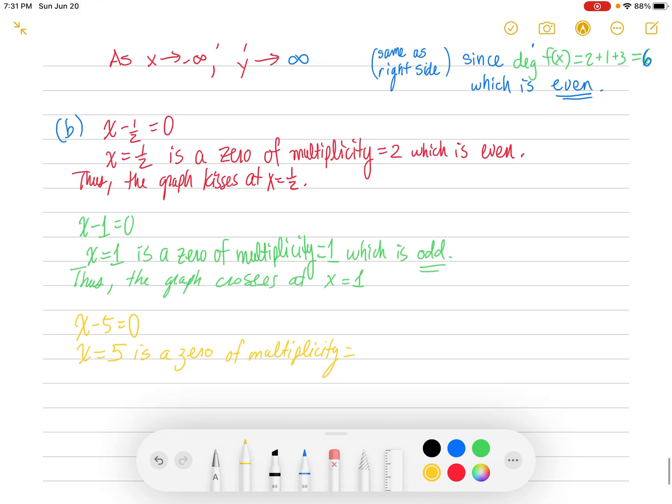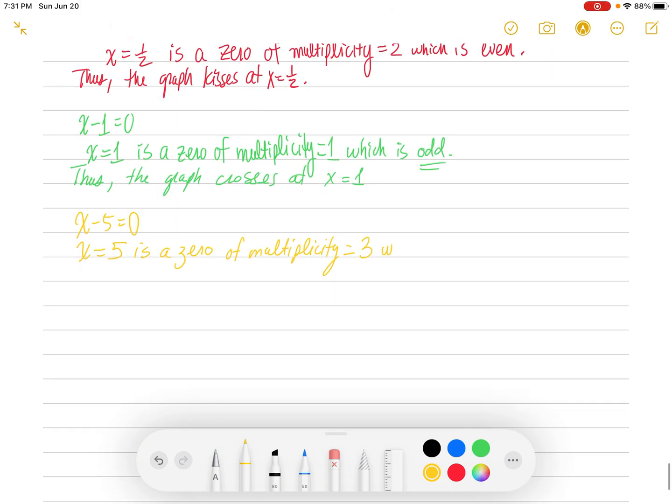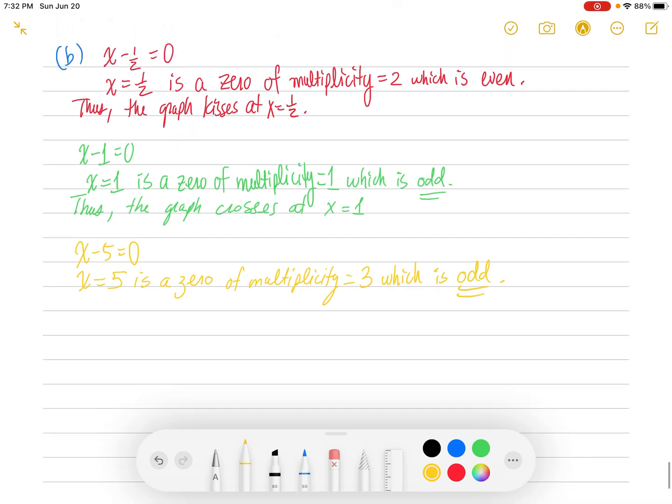X equals 5 is a zero of multiplicity... what's the multiplicity? Well, scroll back up. The multiplicity is the exponent of 3 there, which is odd. So that's going to be another crossing at this zero, crossing at 5, because you have an odd multiplicity, thus the graph crosses here at x equals 5.